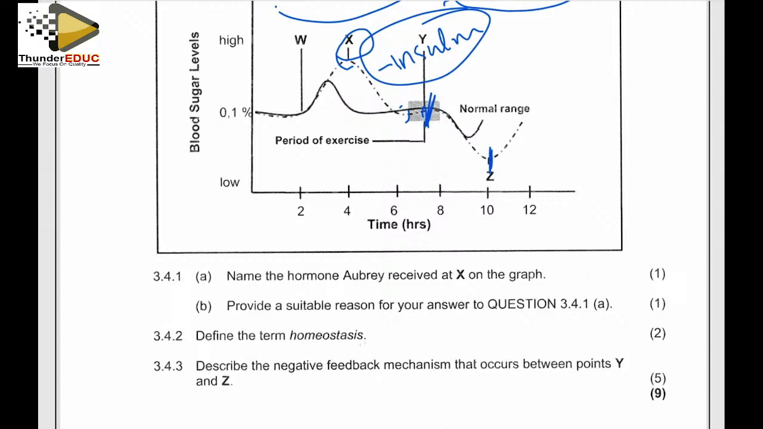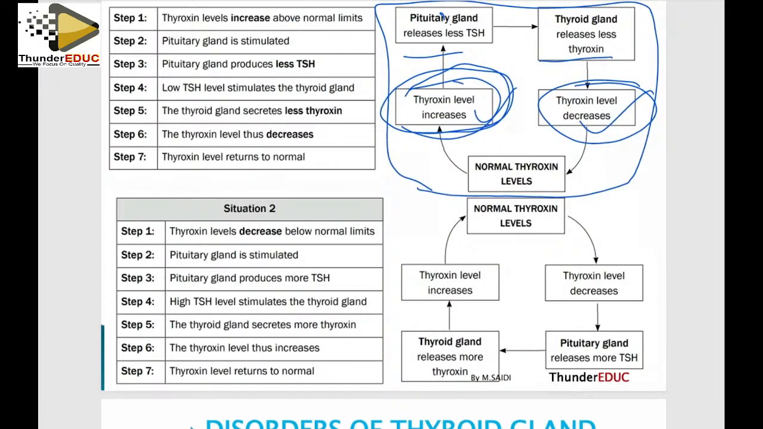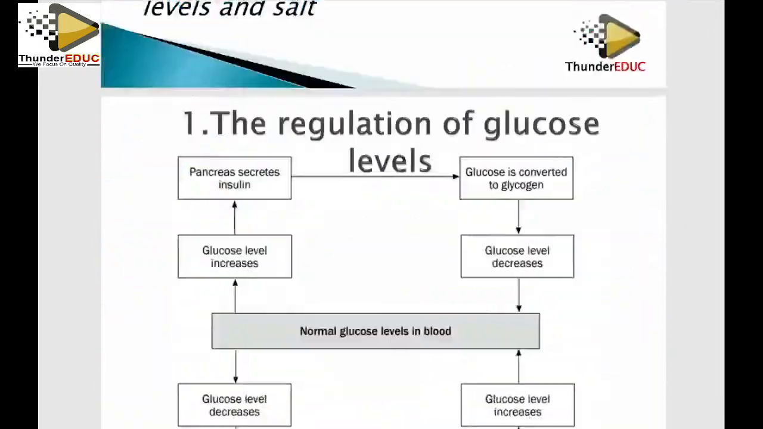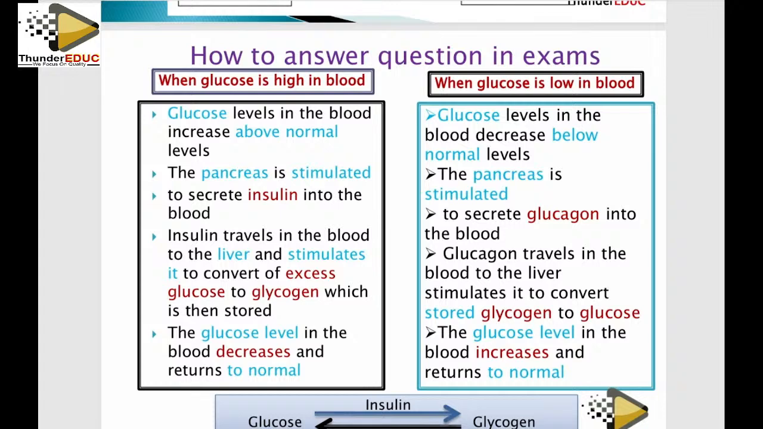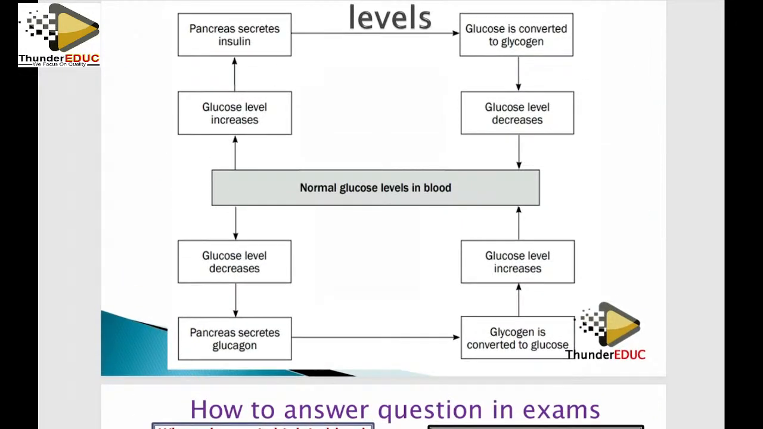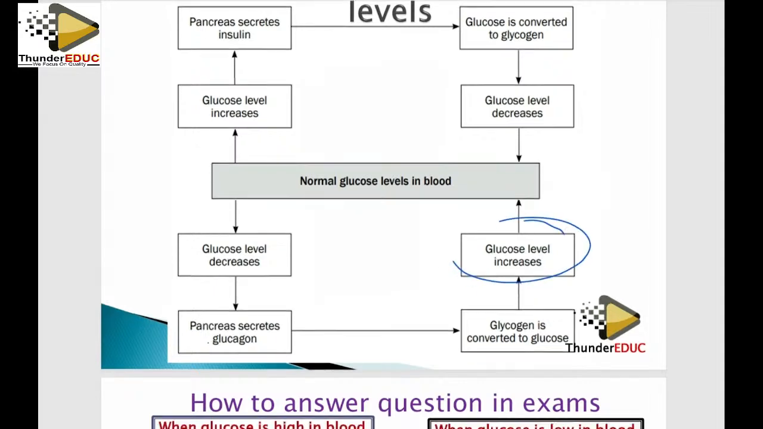So what are we trying to explain here? We want to see that at point Y, the level of glucose decreases. So I have to explain the negative feedback mechanism of glucose so that I bring it back to normal. You explain when the glucose level is low, so what happens? Glucose level decreases, the pancreas secretes glucagon, then glucagon stimulates the conversion of glycogen to glucose, and then the level of glucose increases and goes back to normal. That's it.